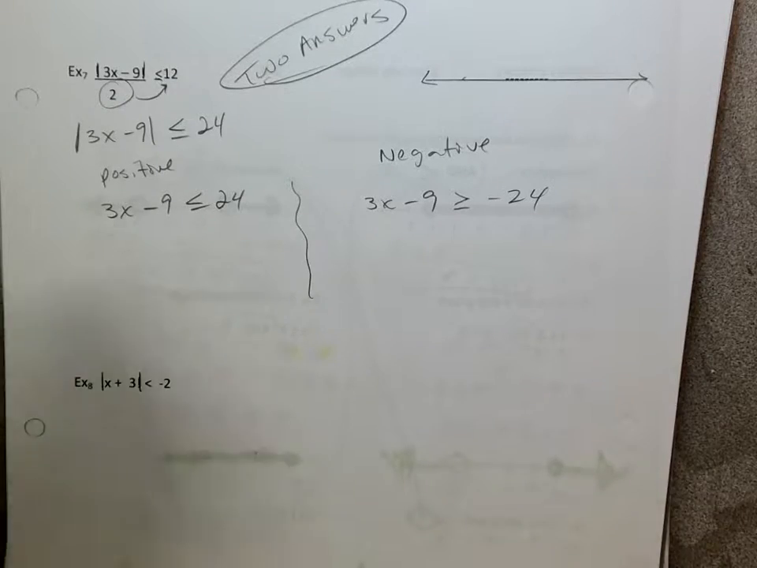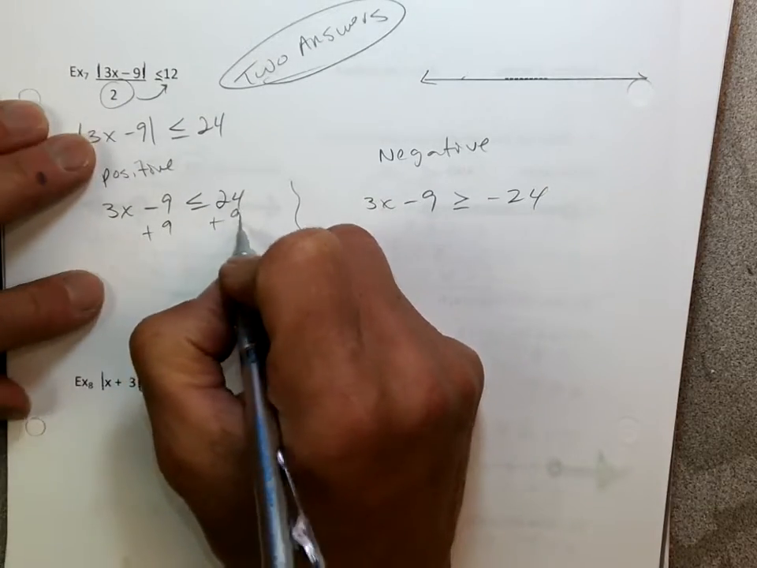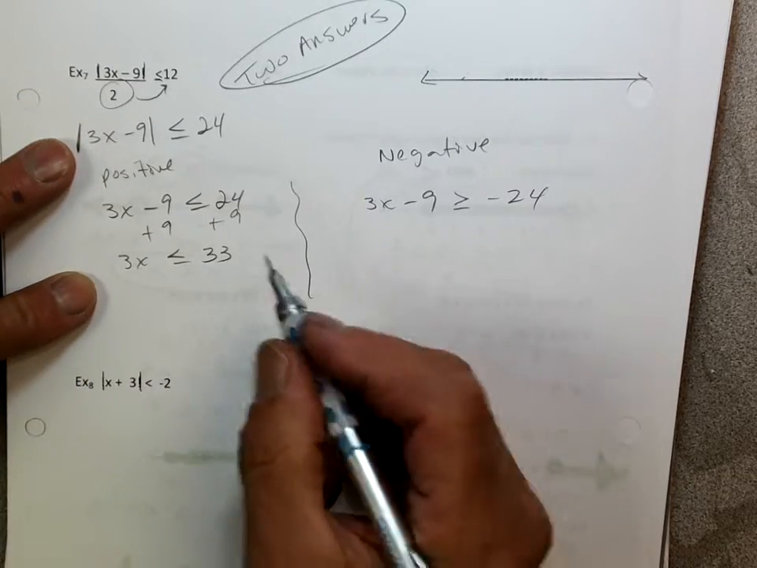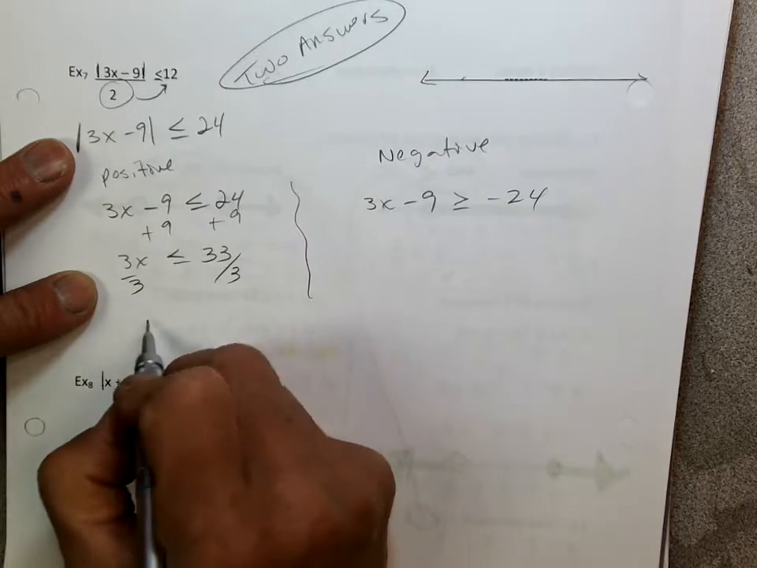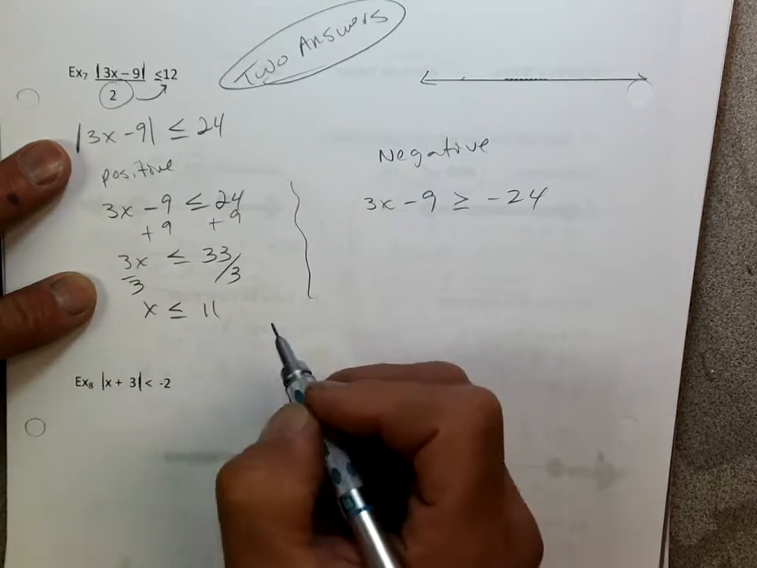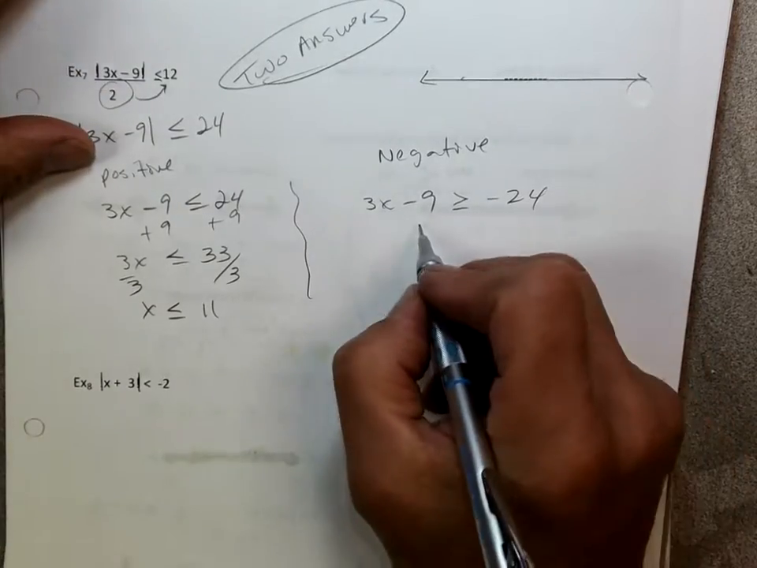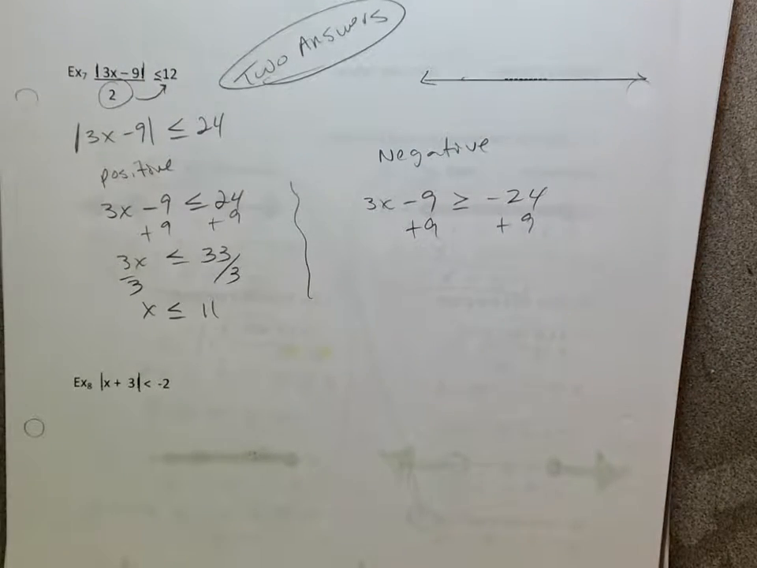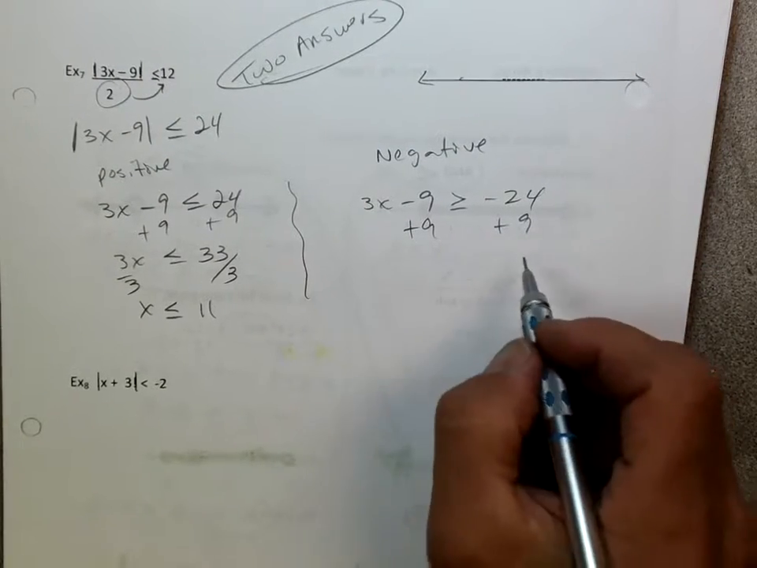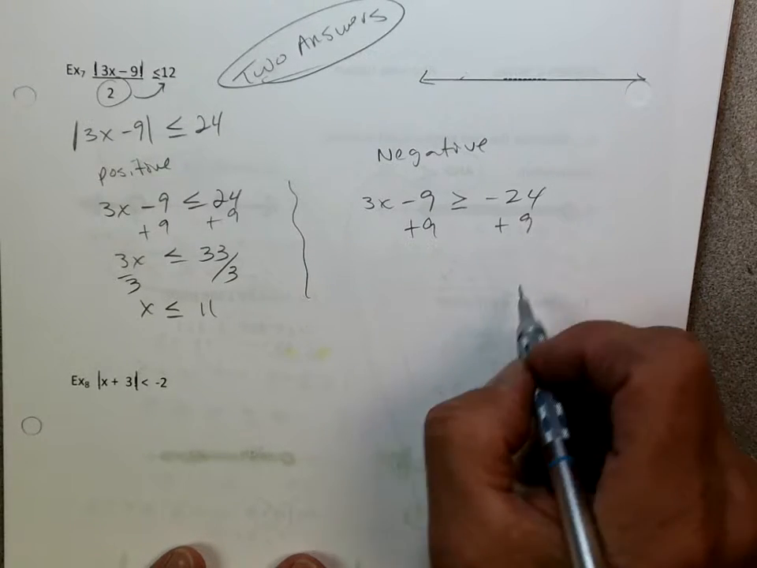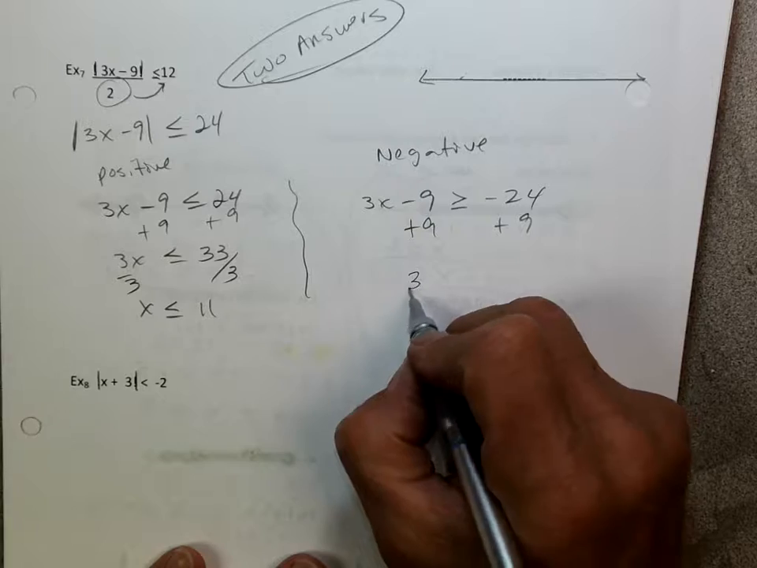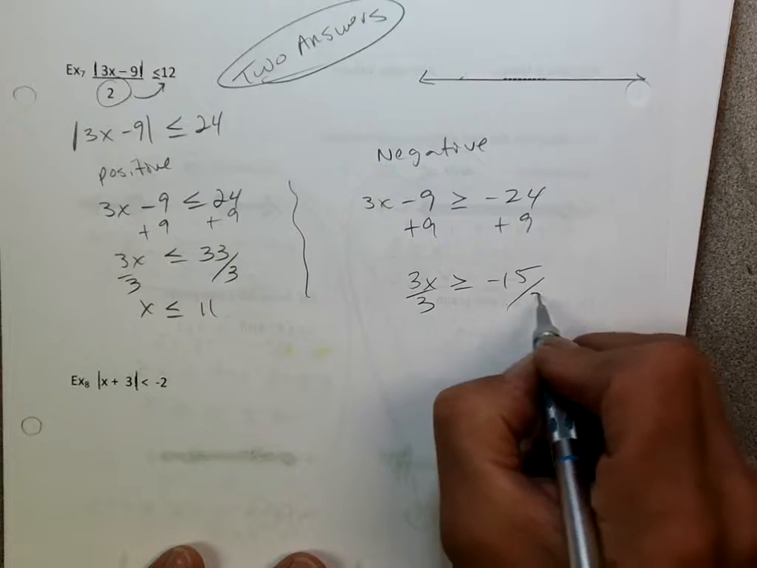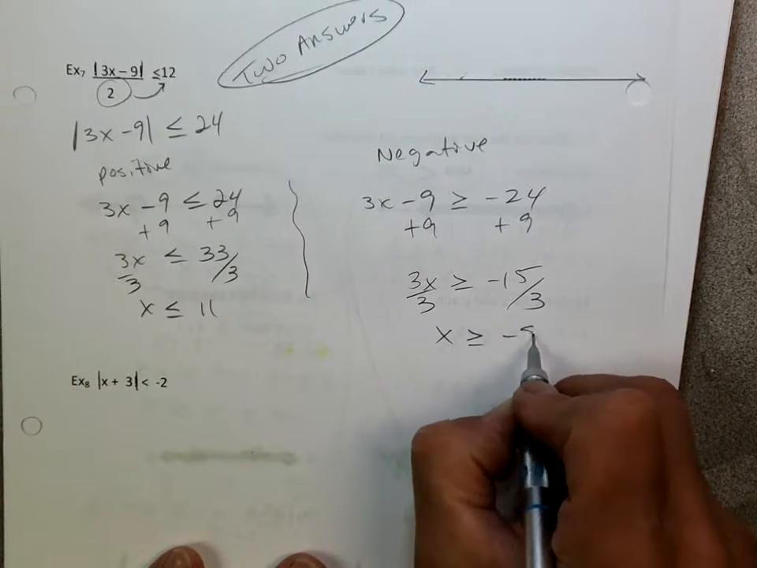So now we just have to solve it, okay? Plus 9, plus 9. I got a 3x is less than or equal to 33, right? Divide by 3, we've got x is less than or equal to 11. Over on the other side, plus 9, what is that? Negative 24 and 9, let's see, is that 16, 15? Must be 15, right? Negative 15, 3x greater than or equal to negative 15. Divide by 3, x is greater than or equal to negative 5, all right?